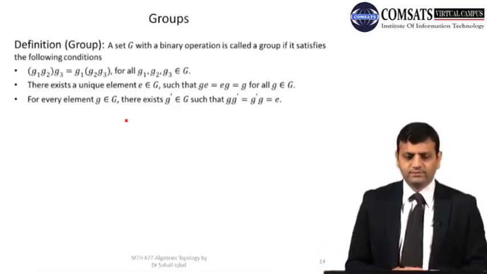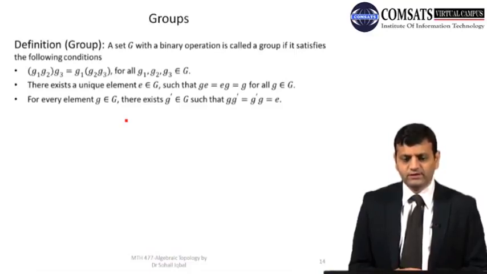So what is a group? A group is a set with a binary operation satisfying the following conditions. The number one condition is also called the associative law. The associative law says that if I need to multiply three elements of a group, then I can multiply them in any order.